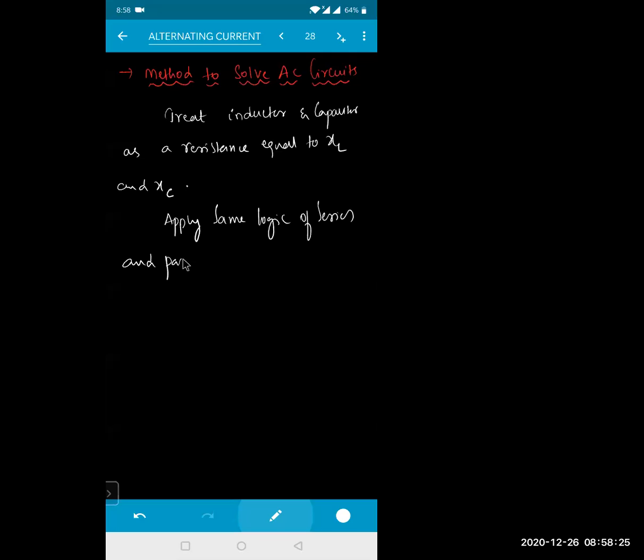In series and parallel, what remains constant? In series, current. And in parallel, what remains constant? Potential. Accordingly, you can write it out. So in a series circuit, this is very important.